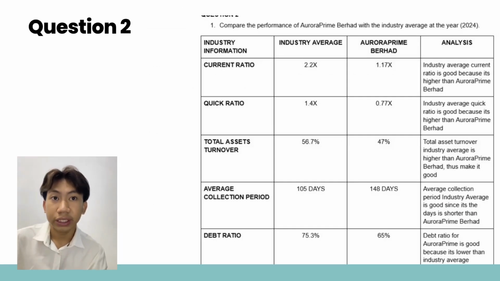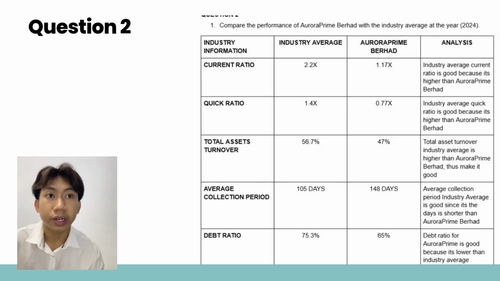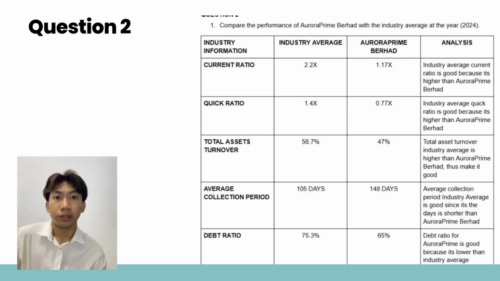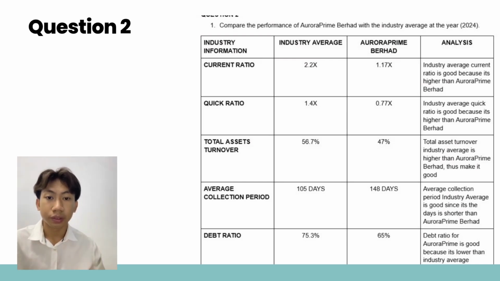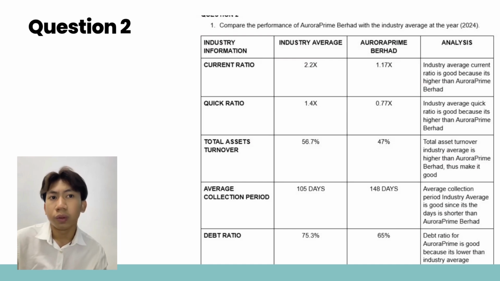Okay, so the next question is to compare the performance of Aurora Prime Berhad with the industry average in the year 2024. The industry average for current ratio is 2.2x and Aurora Prime Berhad is 1.17x. So the analysis: the industry average current ratio is good because it's higher than Aurora Prime Berhad. The higher, the better.